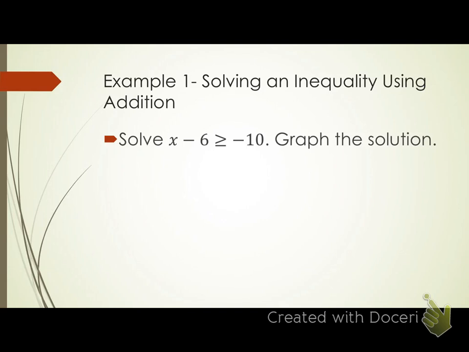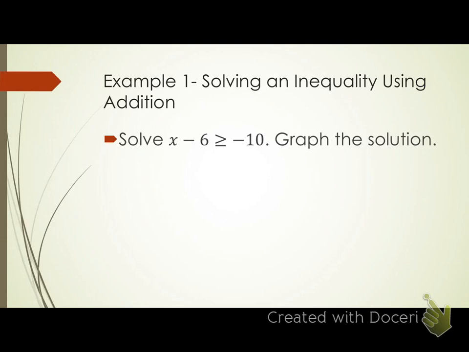Solve x minus 6 is greater than or equal to negative 10. Graph the solution. If it tells you to graph, I do want you to graph. So when we're solving inequalities, our goal is still the same. We still want to get the variable isolated by itself on one side of the inequality. So can someone raise your hand and tell me how I would get x by itself in this case, if we're doing it just like we did our equations?